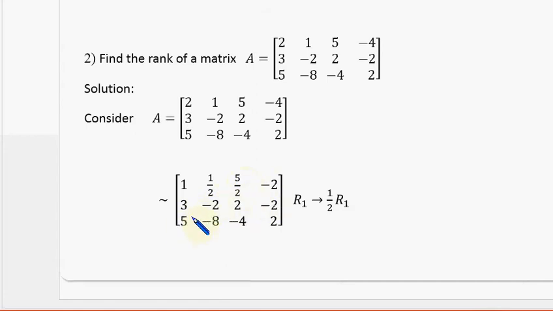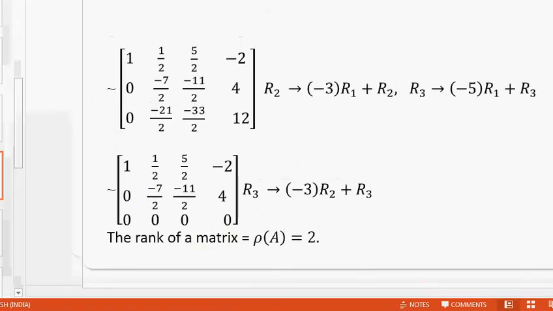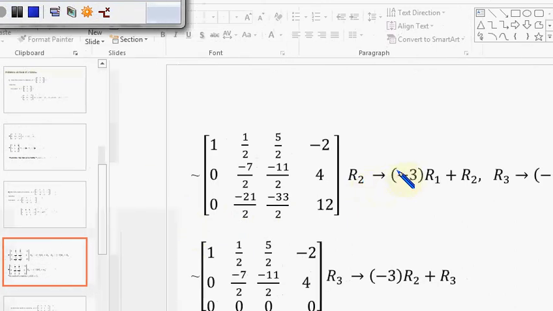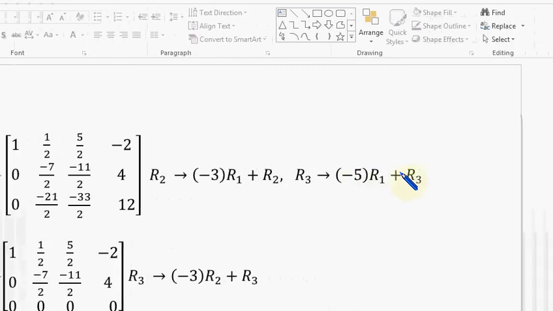The remaining rows are the same. The next intention is to make the entries below the leading element 0. What is the term here? 3 is there. So this must be equal to 0, meaning I have to operate R2 as R2 minus 3 into R1. Next, R3 is R3 minus 5 R1. Therefore R2 is minus 3 into R1 plus R2, and R3 is minus 5 into R1 plus R3.